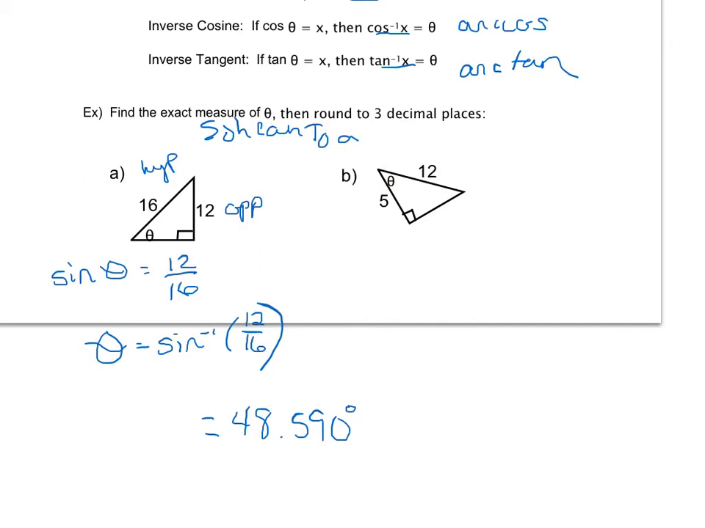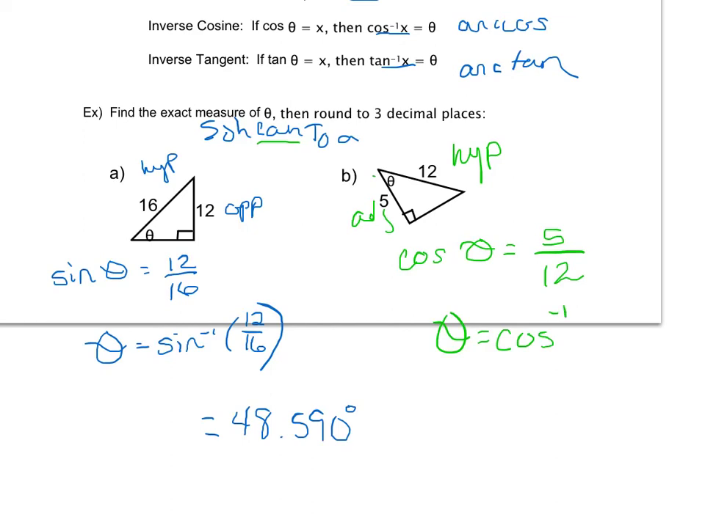I see I have the side next to this angle, so I have my adjacent side. Again, it looks like I have my hypotenuse. So if I have adjacent and hypotenuse, I'm going to choose cosine. So cosine of theta is adjacent over hypotenuse according to my SOHCAHTOA. To get rid of the cosine, I'm going to take cosine inverse of both sides. When I take cosine inverse on the left, cosine inverse and cosine will cancel, leaving me with just theta. And I'll get theta equals cosine inverse of 5 over 12.